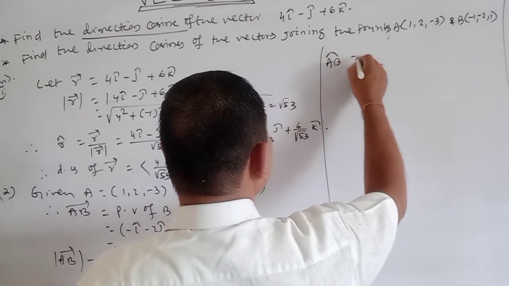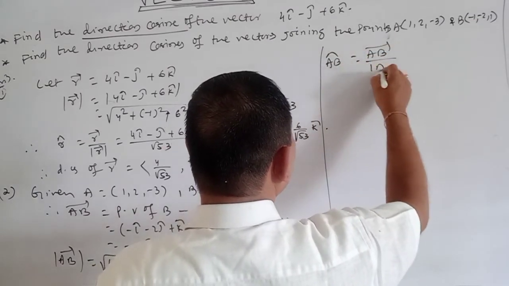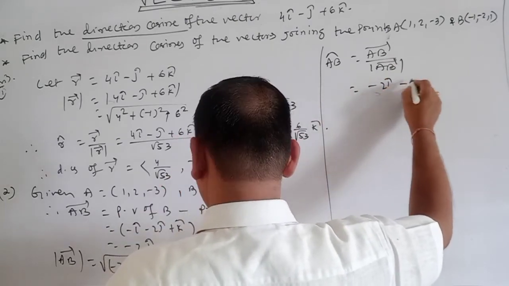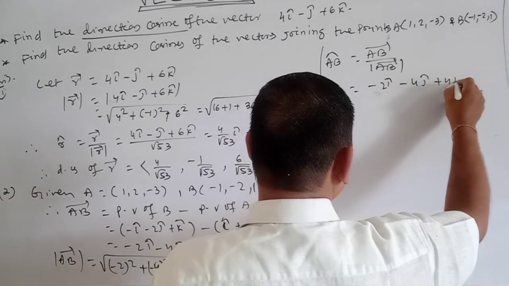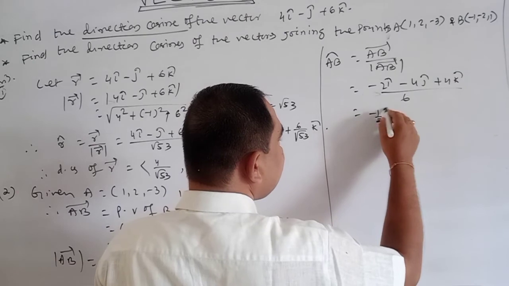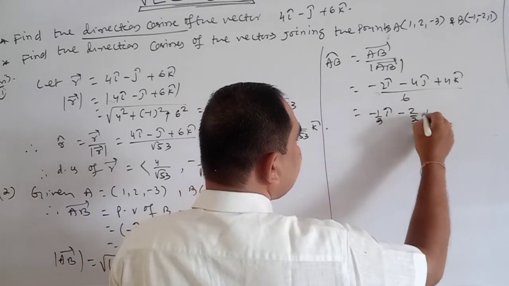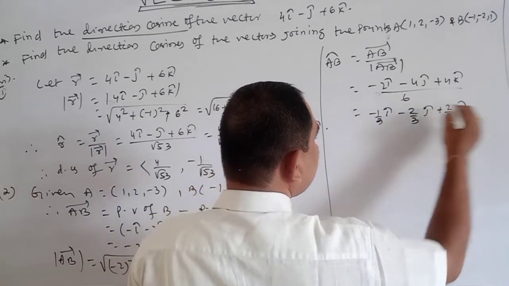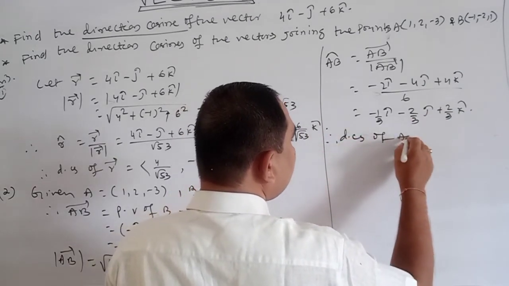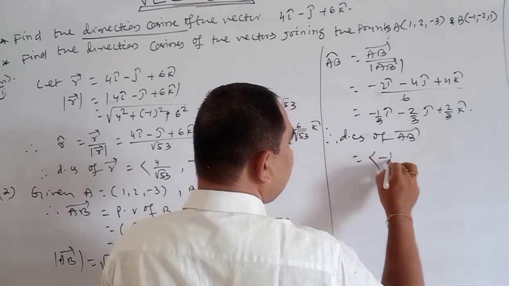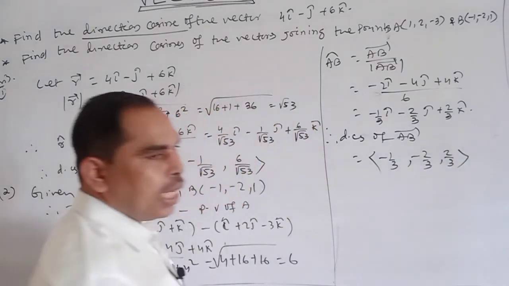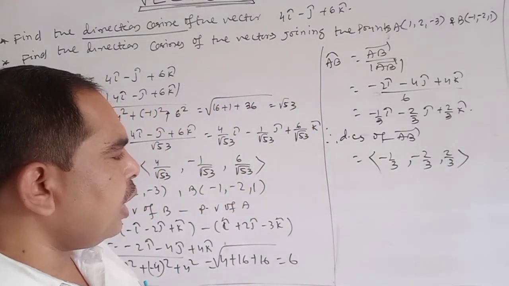Therefore AB cap is equal to what? AB vector divided by mod of AB vector, so it is equal to minus 2i minus 4j plus 4k divided by 6, or minus 2 by 6 means minus 1 by 3 i cap minus 2 by 3 j cap plus 2 by 3 k cap. Therefore DCs of AB vector is equal to minus 1 by 3, minus 2 by 3, 2 by 3, without i and j, simply commas. This is the DCs of AB vector.